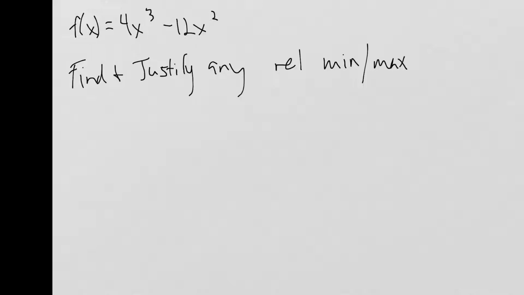I would like you, we're going to practice using derivatives to figure out when I've got mins and maxes on things. So, I would like you to take the function 4x cubed minus 12x squared and find and justify any relative min or maximum values, or any minimum or maximum values. You can give me just the x values. You don't have to give me the y values.